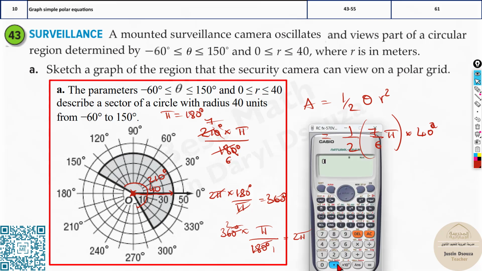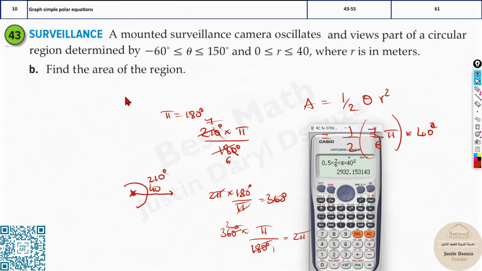So it's half. You can write 0.5 times 7 by 6 pi, or you can write the entire thing, 210 times pi, that's shift pi, over 180, multiplied by 40, that's the radius squared. That's up to you. So the answer will be, you press equals, 2932.15.